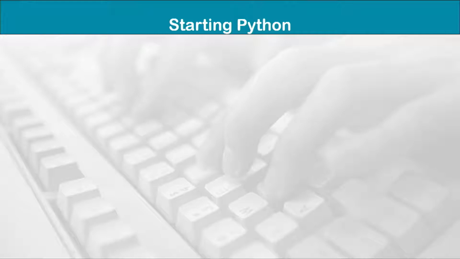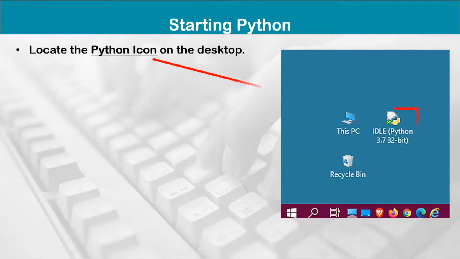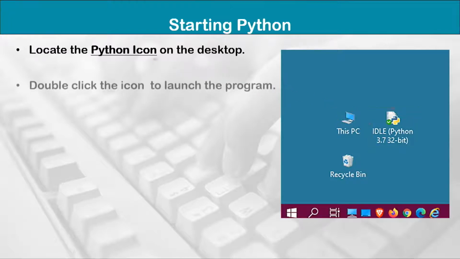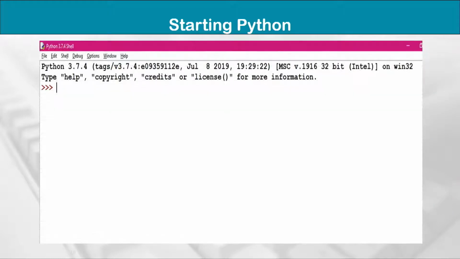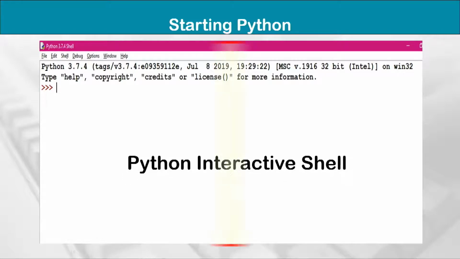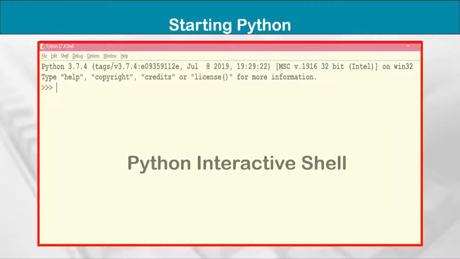Starting Python. Locate the Python icon on the desktop. Double-click the icon to launch the program. A new window opens. This is a Python interactive shell.